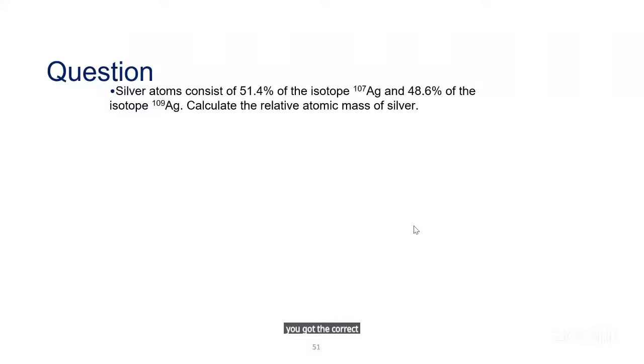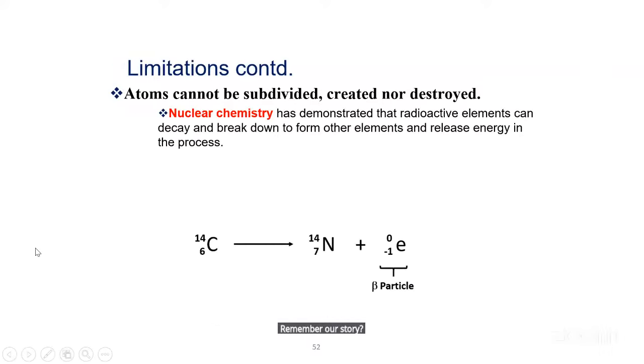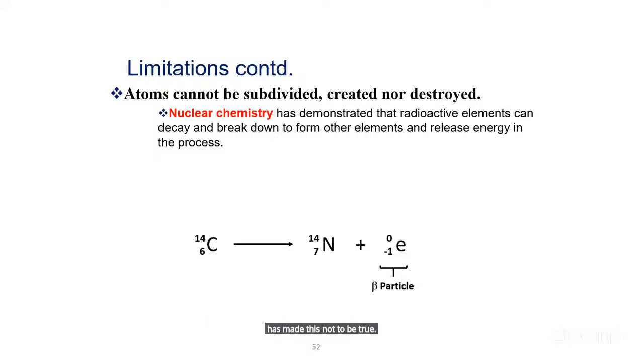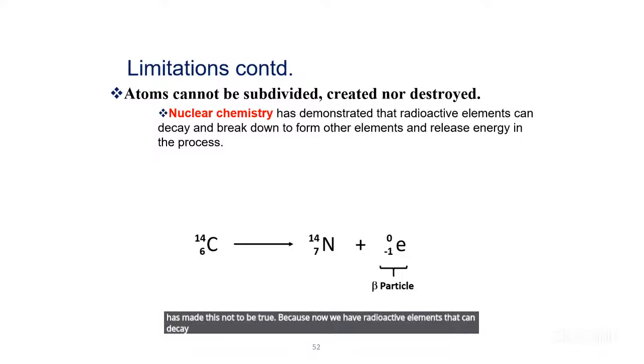So let's move on. There's no time. Remember our story? We are talking about the limitations. Now let's go to the third limitation, which is postulate number 3. Postulate number 3 says atoms cannot be subdivided, created, nor destroyed. Again, the concept of nuclear reaction has made this not to be true, because now we have radioactive elements that can decay and break down to form other elements.